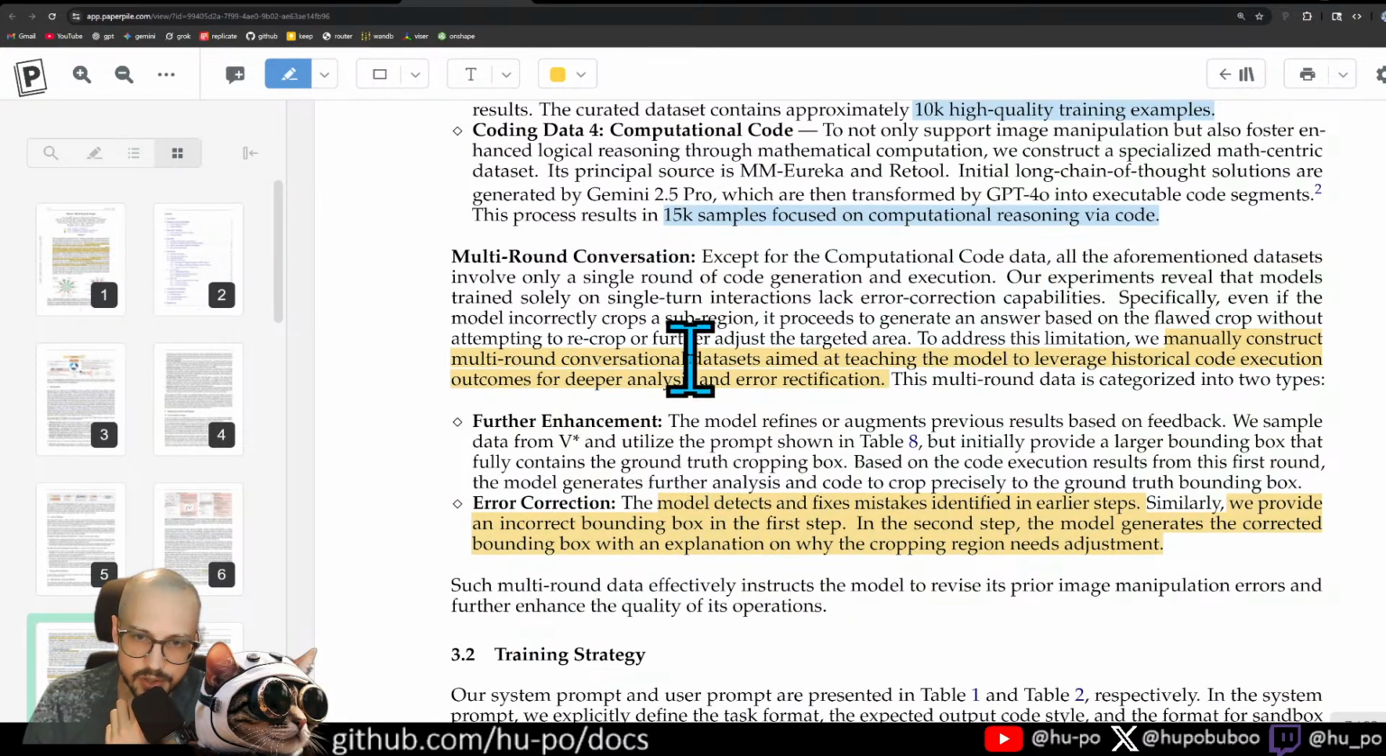Here's the conversational data set. Manually construct multi-round conversational data sets aimed at teaching the model to leverage historical code execution outcomes for a deeper analysis and error rectification. Here's an interesting one: error correction. A synthetic data set where they make the model synthetically mess up and then correct its own mistake.